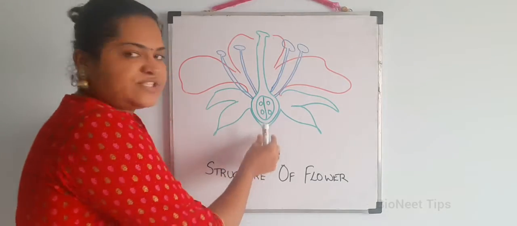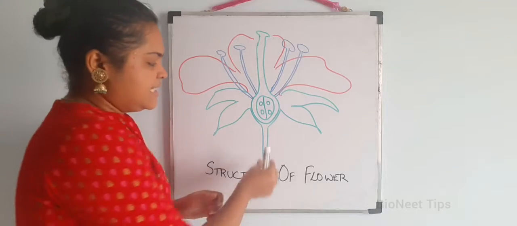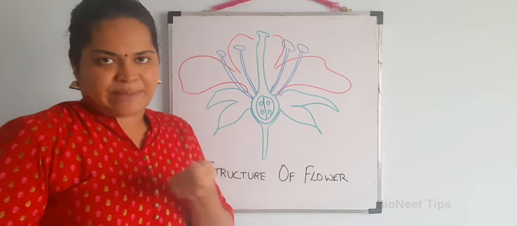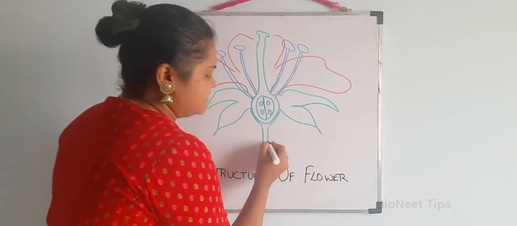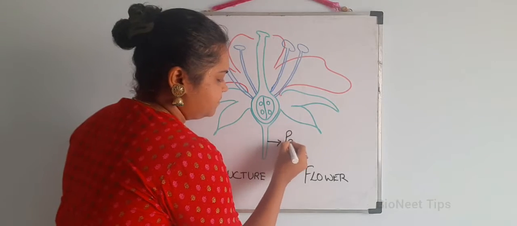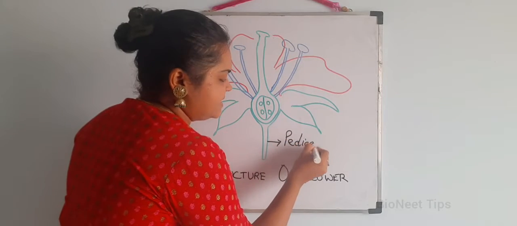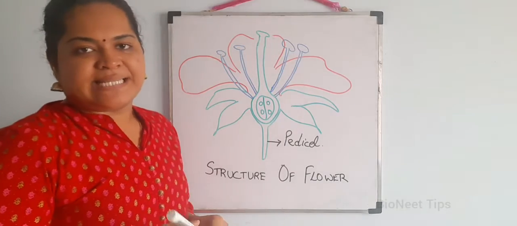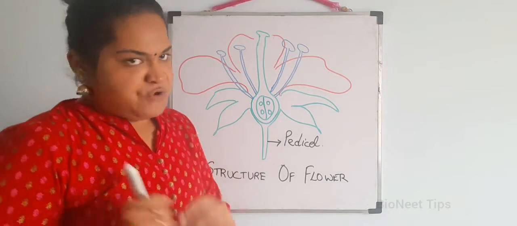You can see the stalk of the flower, right? You can see a green colored structure like a stem. That is called the pedicel. We call it the pedicel. The pedicel is nothing but the stalk of the flower.